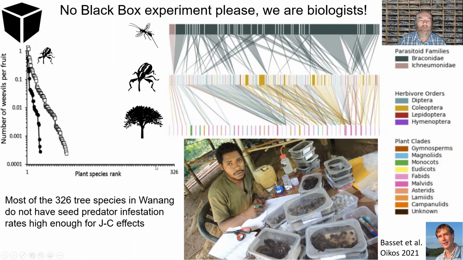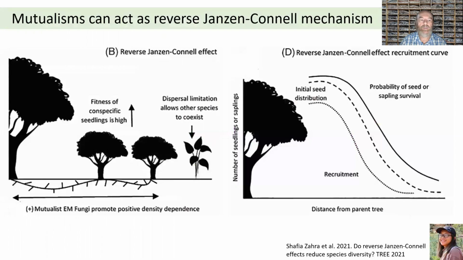We can see that with 326 plants tested, a large part of them have no species at all, and even those who do have some, the rate of attack is too low for any Janzen-Connell effects. So at least for this, a minority of trees is subject to that mechanism. So we need to basically search further and come with specific mechanisms.